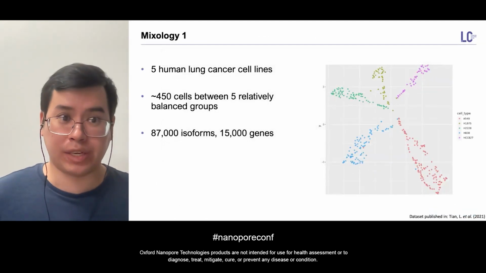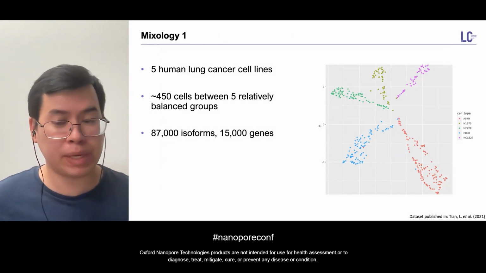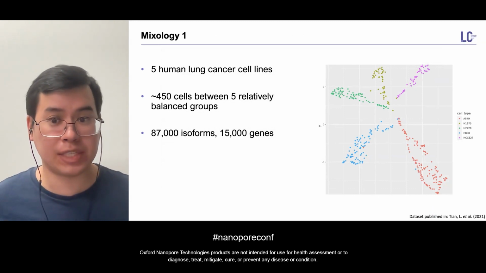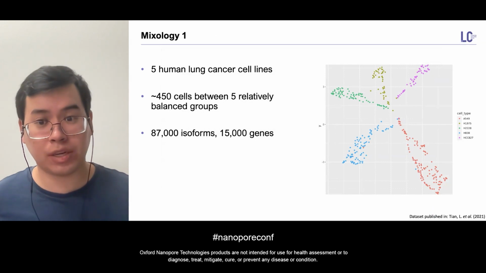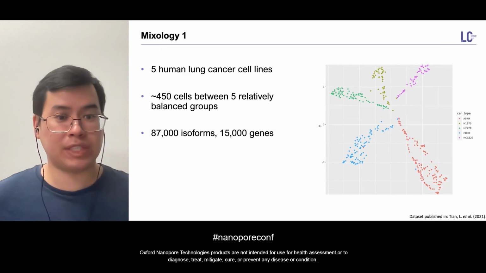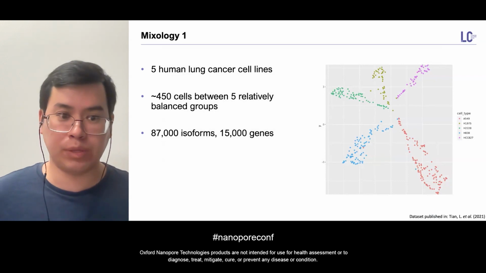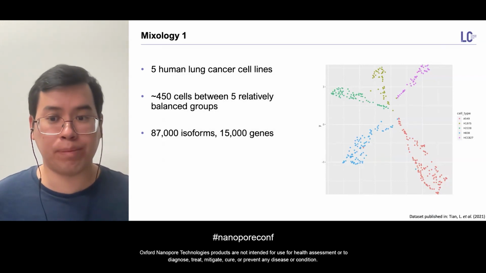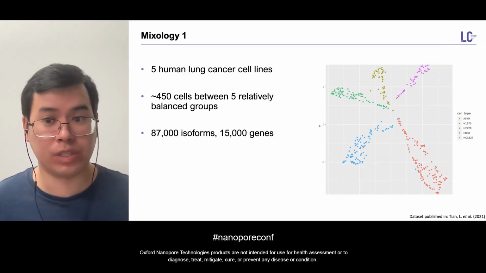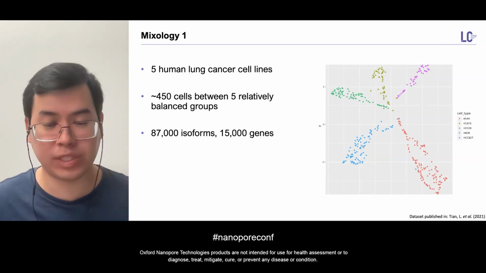So the dataset that we tested Isopod on first was Mixology 1. Mixology 1 was a dataset that was published in the FLAMES paper by Tian et al. in 2021, and it consists of 5 human lung cancer cell lines that were sequenced with both long-read single-cell and short-read single-cell sequencing. Importantly here, it consists of 450 cells between 5 relatively balanced groups of cells, but it's also very deeply sequenced. We find many isoforms, many genes in these 450 cells, and crucially here, we also find many counts for those isoforms. So we don't run into the same sparsity problem that we may find in normal single-cell data sets.